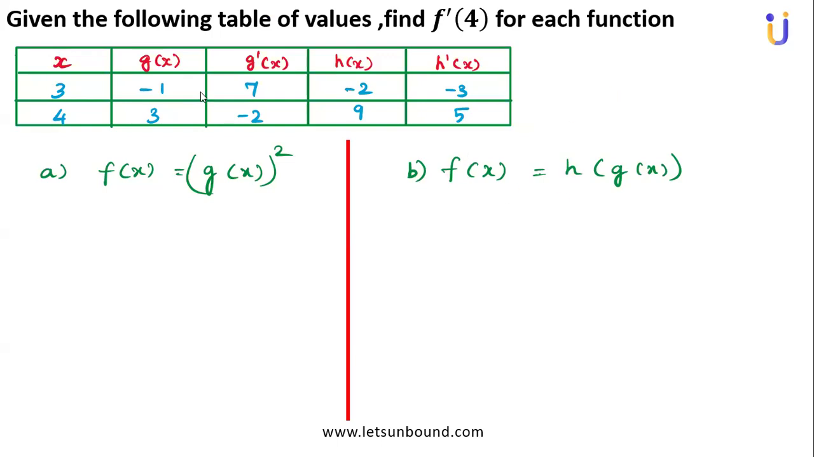Next question: given the following table of values, find f dash of 4 for each function. You are not given any expression, just a table of values. And f of x is g of x the whole square, right? We need to find f dash of 4. Okay, so how will you differentiate?